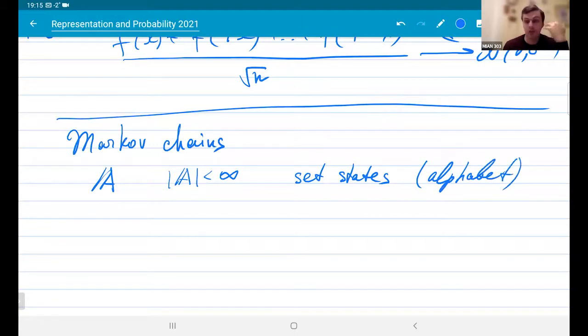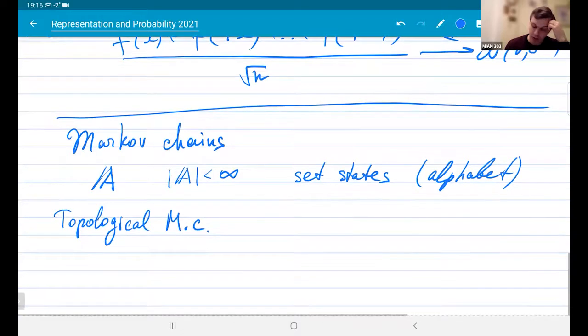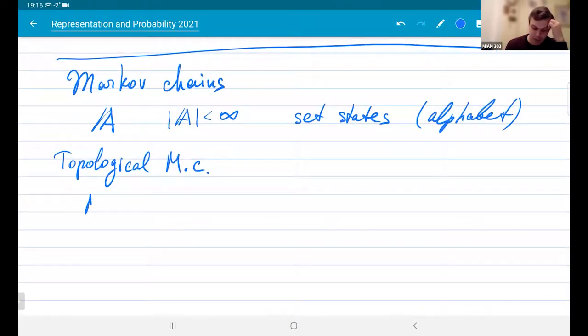Well, then there are two options. Let's start with the so-called topological Markov chain. For the topological Markov chain, you have some matrix M, let's say it is a D by D matrix of zeros and ones.